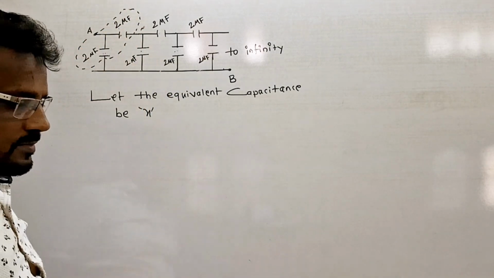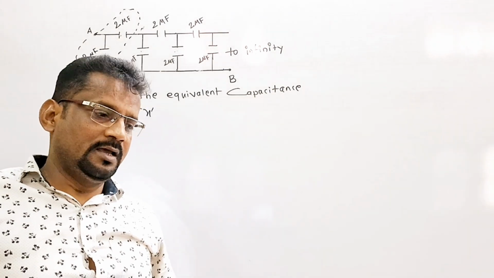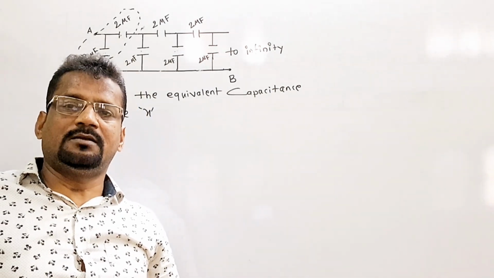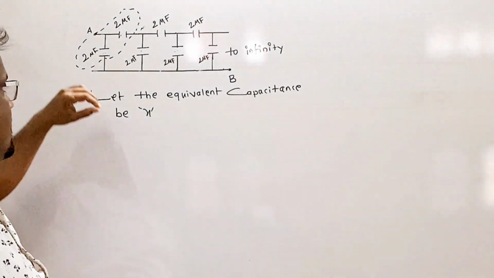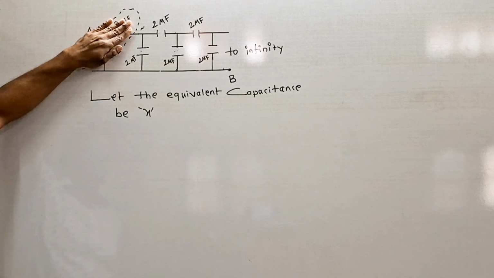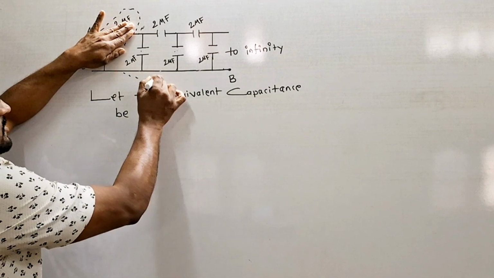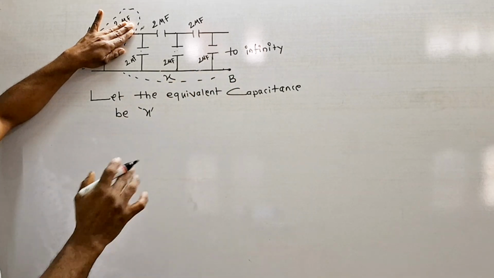I repeat, if you have 1 kg of salt and you take out 1 crystal of salt from there, then also it is 1 kg. So it's like that. As there are infinitely many units, we will keep one isolated. Then for the rest of the part, the capacitance is also X. It can be assumed.